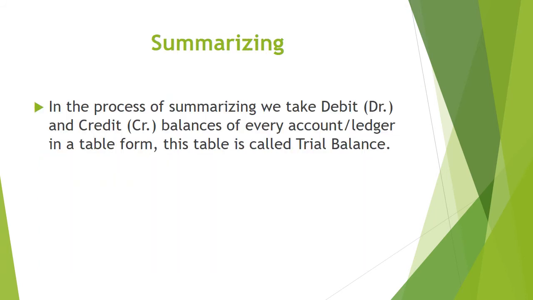And then summarizing. In the process of summarizing, we take debit and credit balances of every account or ledger in table form. This table is called the trial balance. In the trial balance, we summarize every ledger, like we make the ledger and the closing balance of every ledger. We write these balances in table form, that is the trial balance. So this process is called summarizing.